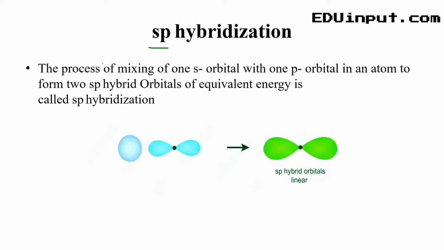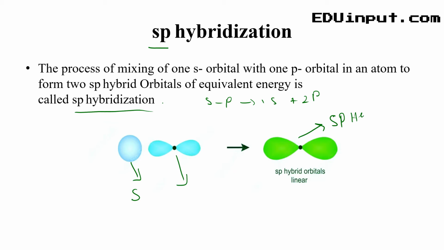The process of mixing one s orbital and one p orbital in an atom to form two sp hybrid orbitals of equivalent energy is called sp hybridization. Basically, the name itself is indicating that in sp, there are two orbitals involved. One is s and the second is p orbital. We can see in this picture, this is the s orbital because it is spherical in nature, and this is the lobe type structure of p orbital. So they combine to form sp hybrid orbitals.